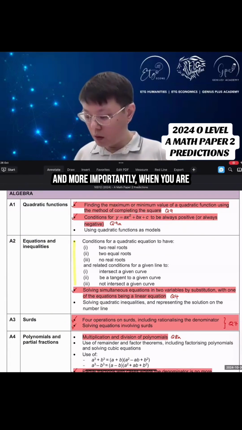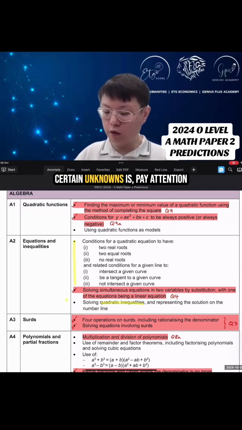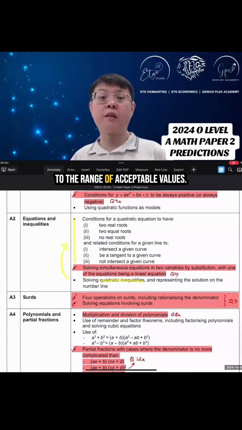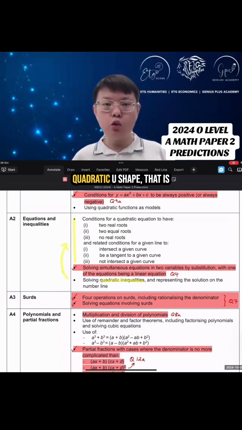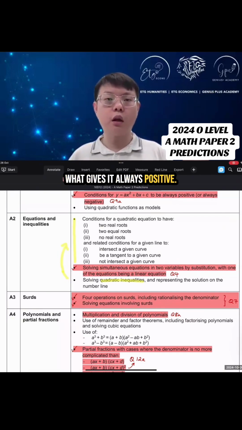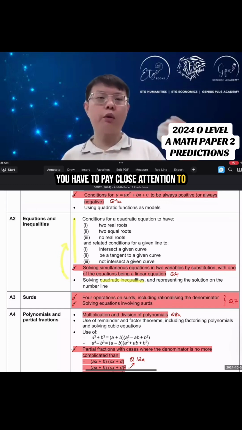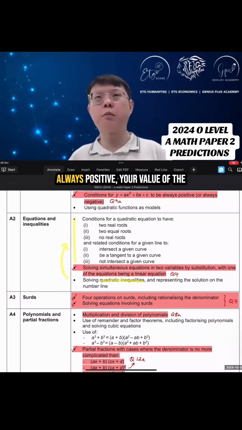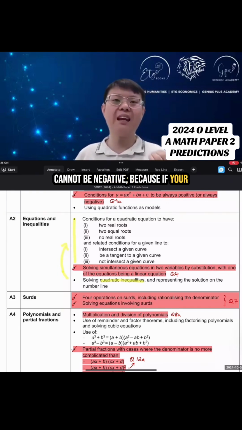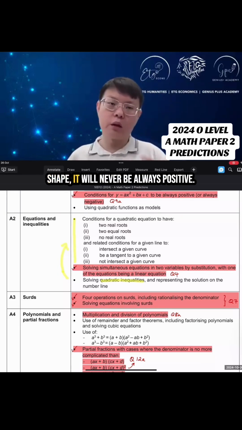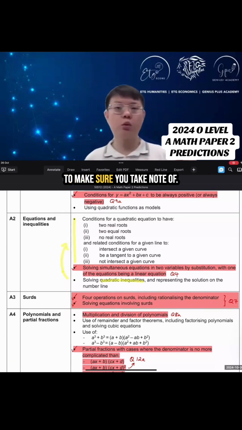More importantly, when you are solving quadratic inequalities in order to determine the value of certain unknowns, pay attention to the range of acceptable values. If it's a positive quadratic, U shape, that is what gives it always positive. If it's a negative quadratic, N shape, always negative. You have to pay close attention to the range of acceptable values, because if I ask you to show that it's always positive, and there is an ax squared, your a cannot be negative, because if your a is negative, then it's going to be N shape. It will never be always positive. Those are the kind of tricky questions that you need to take note of.